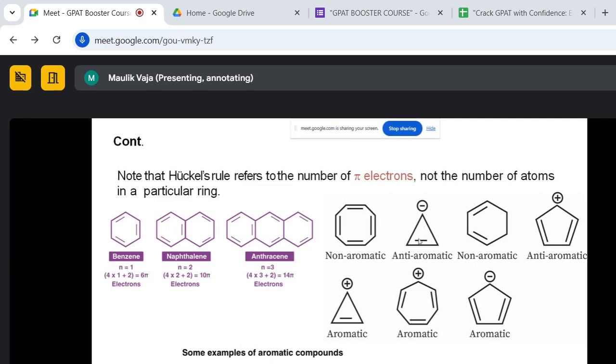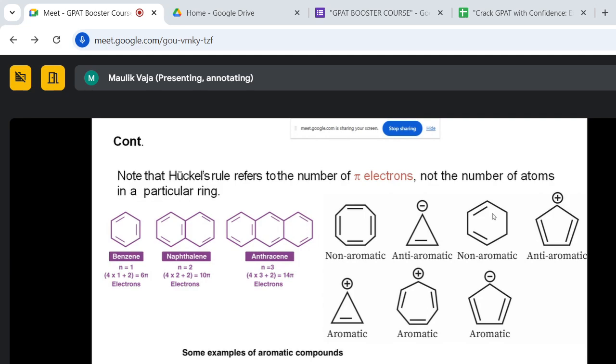This compound, like this, has 4 pi electrons. How does this compound become anti-aromatic? 2 pi electrons are here, and another 2 electrons. This is an anion. So this compound becomes anti-aromatic.